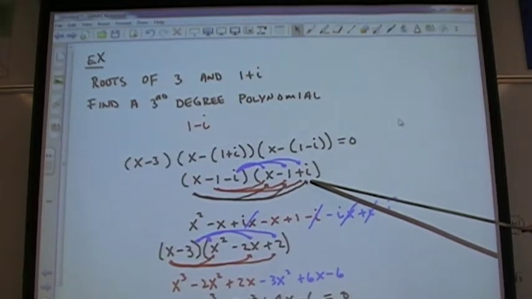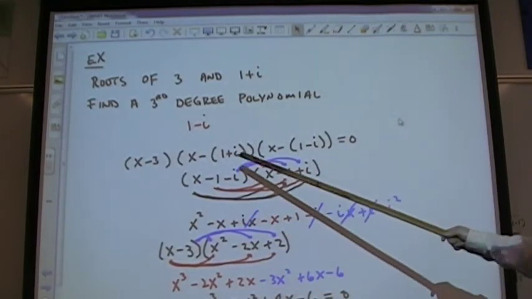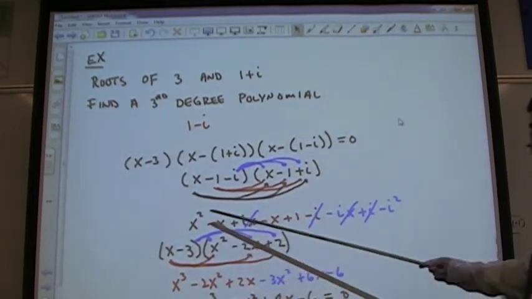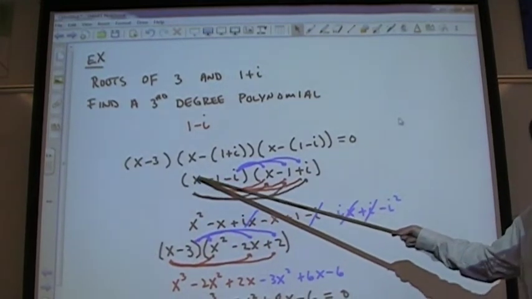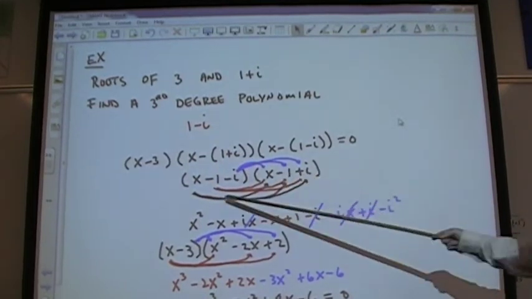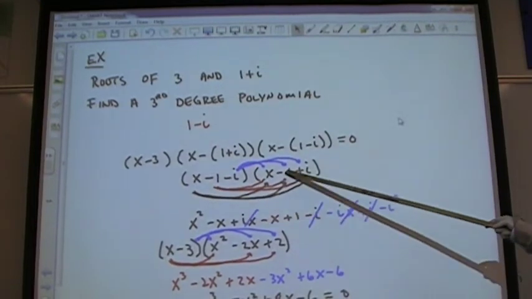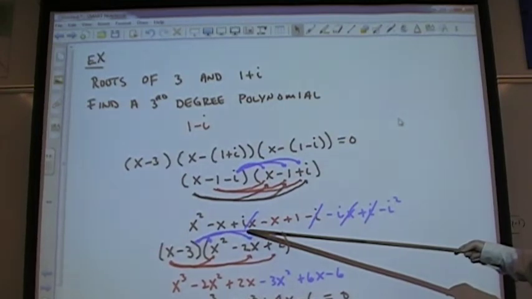It doesn't matter which order you multiply in, but the easiest way to get to the answer is to multiply the complex factors first, and you'll see why right now. I started out with the black arrows. Take the first number in the first set and multiply it by each of these. So I get x squared minus x plus ix. Does that make sense? Stop me if you have a question.